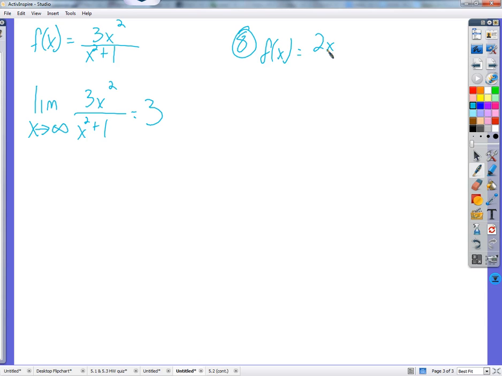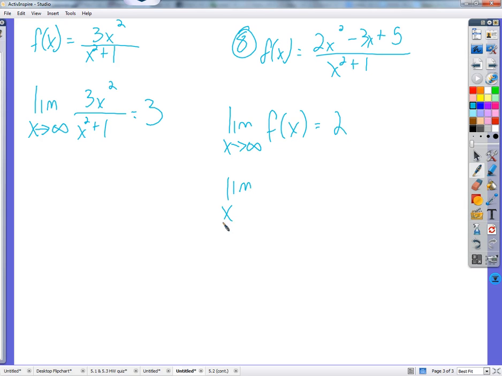The function is 2x squared over something. Right now the limit as x approaches infinity of f of x is 2. Could we somehow make it so that the limit as x approaches negative infinity of f of x is negative 2? No, because it has an even degree, so it'll always end up being a negative times a negative. Right, so the negatives will cancel.